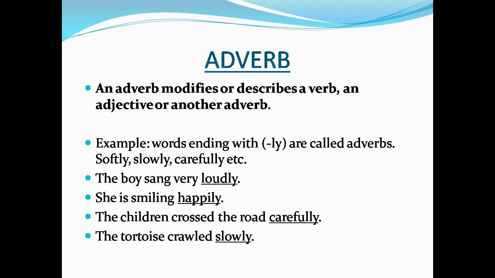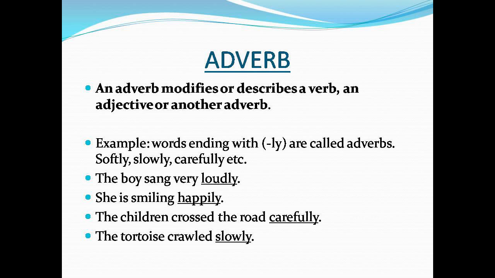She is smiling happily. Happily is an adverb. The children cross the road carefully. How do the children cross the road? It is describing carefully. The tortoise crawled slowly. How was the tortoise crawling? It was crawling slowly. It is describing that action. So here slowly is an adverb.